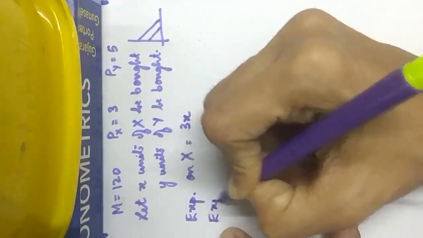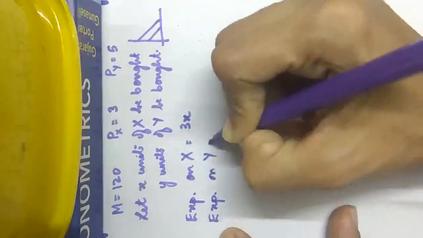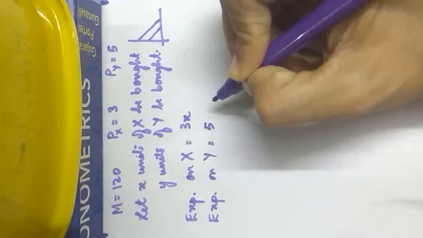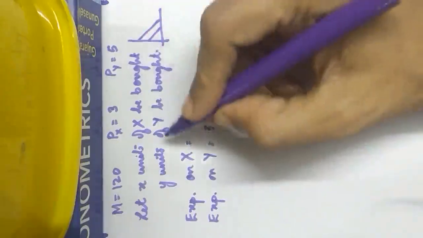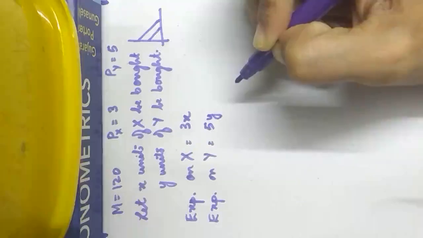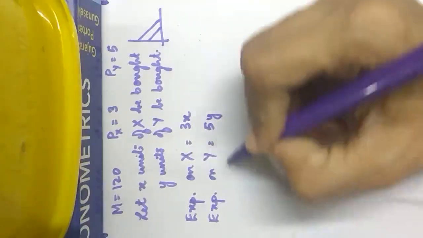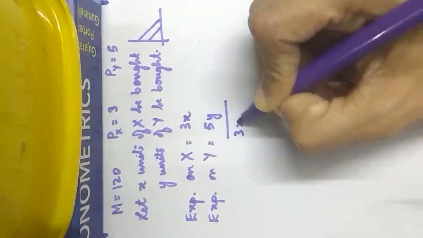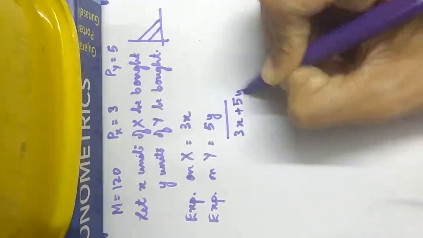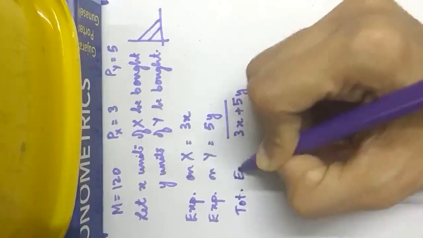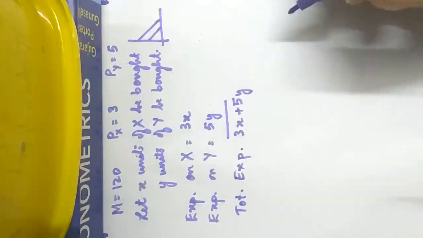What is the expenditure on good Y? If I buy 1 unit of Y, I pay $5. Since I'm purchasing Y units, the total expenditure will be 5Y. So my total expenditure on the two goods X and Y is 3X plus 5Y. This is the total expenditure of a person.